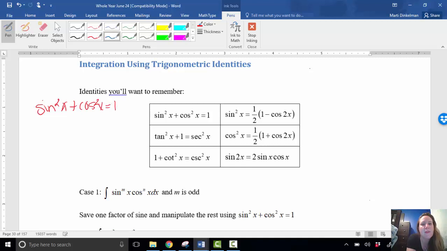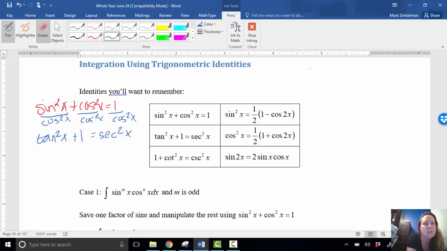And then let's just say I want the identity that has tangent in it. So I have to remember that tangent is sine over cosine. So if I just divide everything in here by cosine squared, then I'll get the one that I want. So this becomes tangent squared plus 1 equals secant squared. So that's that second one.